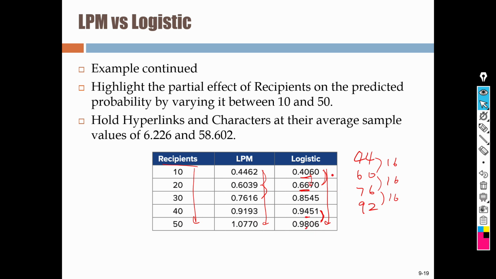So in the linear model, you can tell that when the number of recipients increases by 1, what will happen to the probability. However, in logistic regression, you cannot tell, because the increment of every step differs. I mean, here the increment is all the same, but the resulting probability increase is all different.